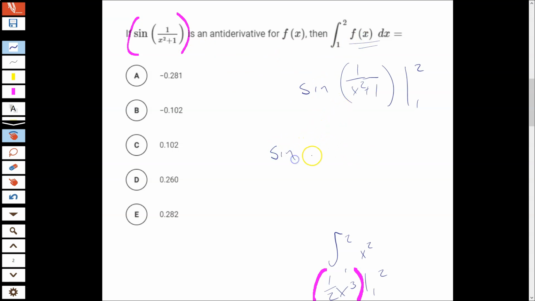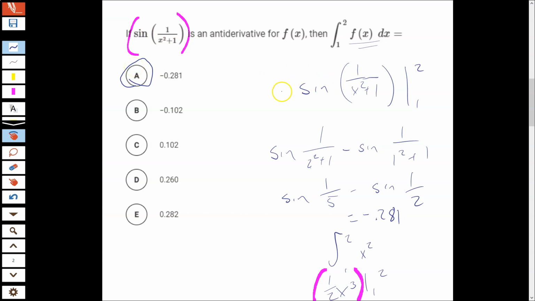So we're going to do sine of 1 over 2 squared plus 1 minus sine of 1 over 1 squared plus 1. So this ends up being sine of 1 over 4 plus 1 on the bottom, so 1 over 5, minus sine of 1 over 2. And then this is a calculator problem, so at this point we would probably just type it in, and the result we get is negative 0.281. So that is the choice I'm picking there. Okay, so looks scary, actually easy.